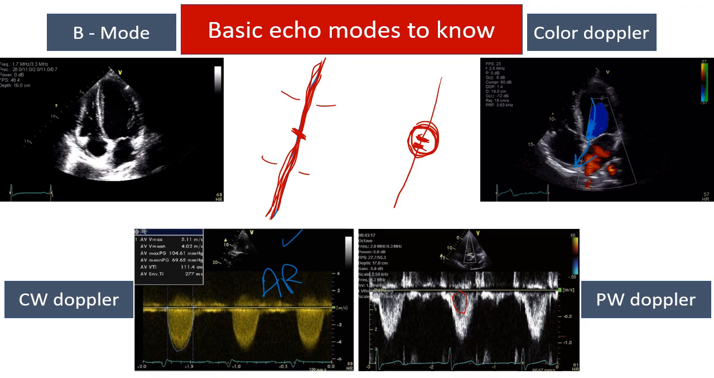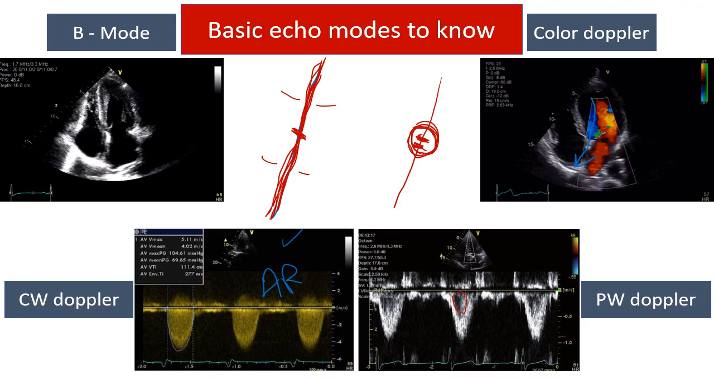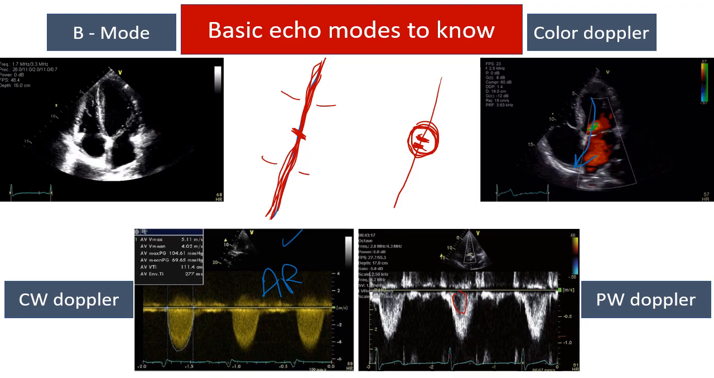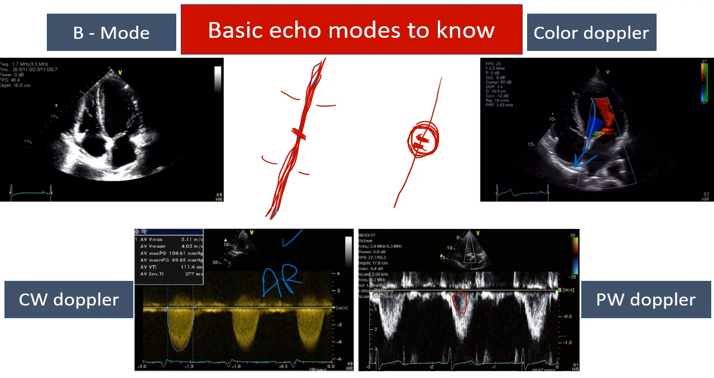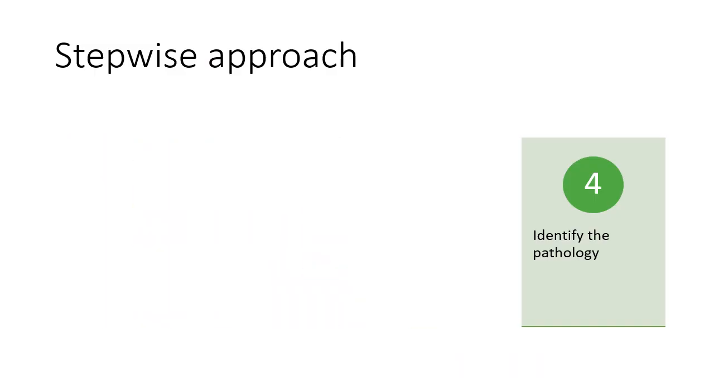So the basic views we are going to discuss, for every view we will discuss the color Doppler and the continuous wave regarding the valves and the lesions we are going to see. And finally, after we went through the views and the cardiac structures and we know the echo modes, we are going finally to identify the pathology we are having in our study.